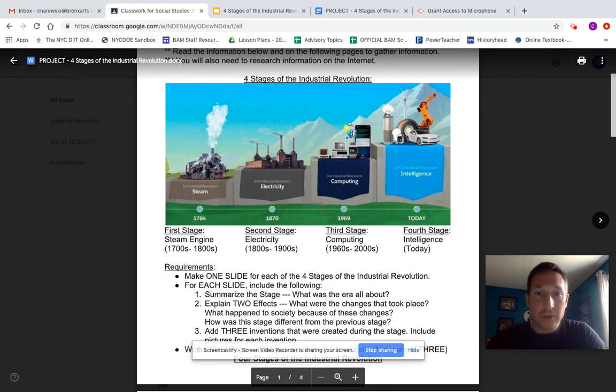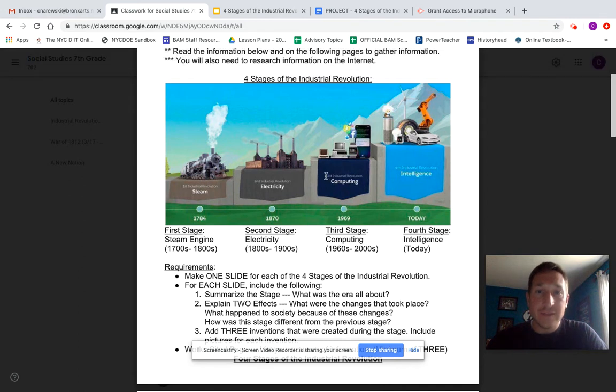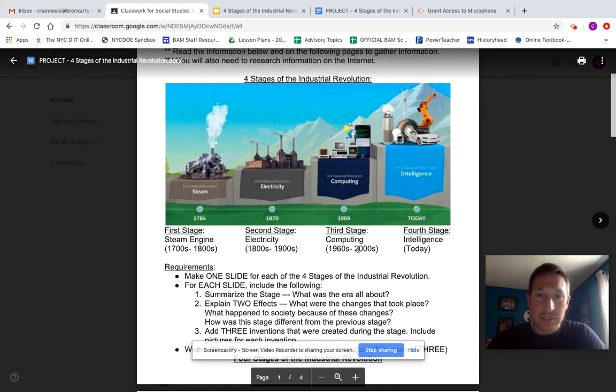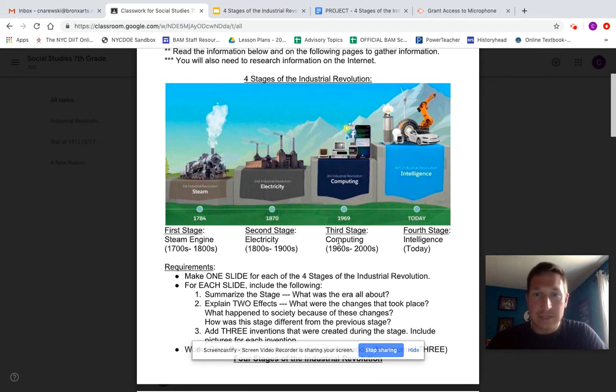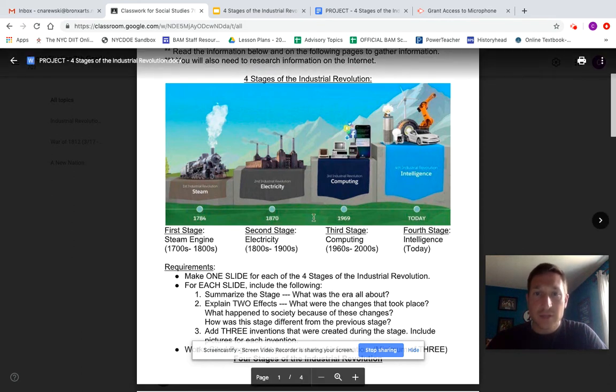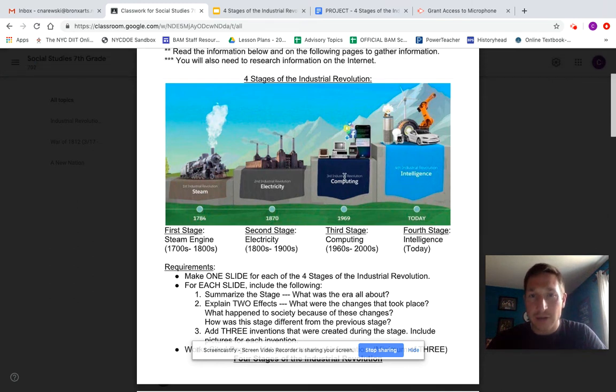We fast forward to the 1960s and a third stage, a new wave, a new era. And this third stage of the Industrial Revolution is all about computing, computers, internet. It's all digital, and that starts in the 1960s and it continues until about the 2000s, the third stage of the Industrial Revolution, how things are now really, really starting to revolutionize and change dramatically.